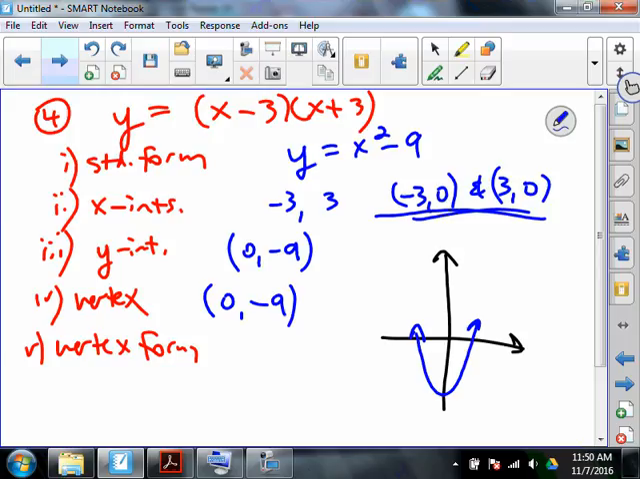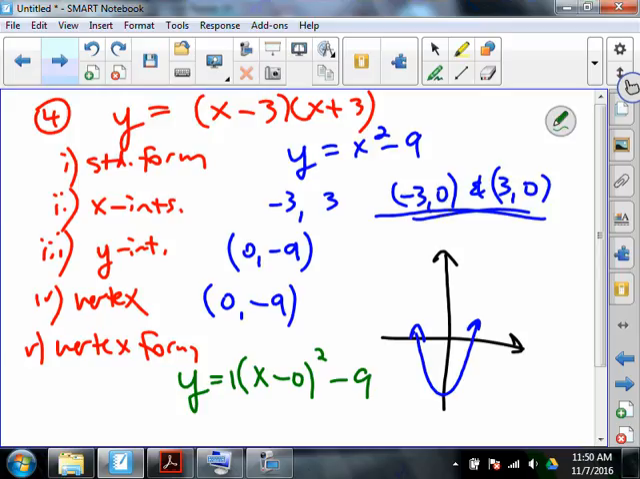And then vertex form of the function. Well, it's kind of in vertex form. It'd be y equals 1 times x minus 0 squared minus 9 if you wanted to do that. So that's that one.